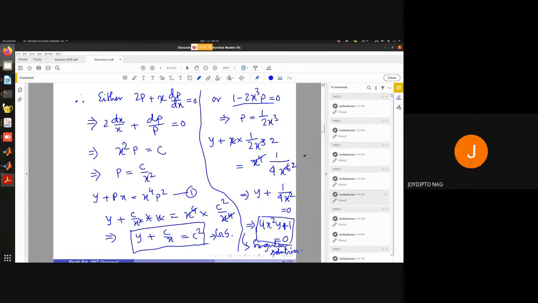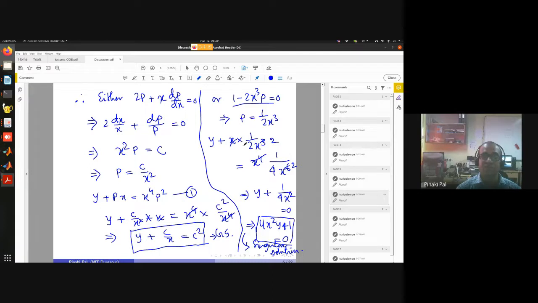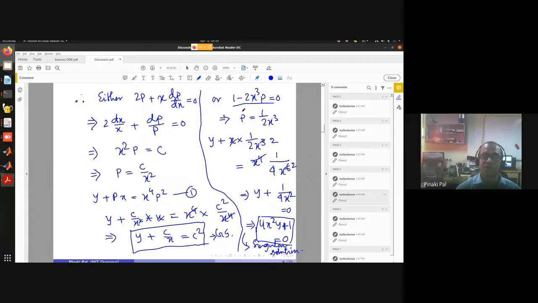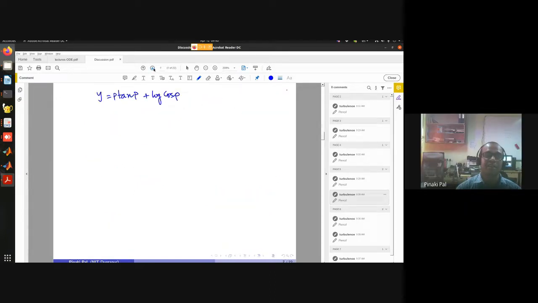And then, sir, after p equal to 1 by 2x cube, what did you do, sir? So I have just eliminated p from the equation. Put the value of p, equal to 1 by 2x cube, in equation number 1 to eliminate p. Okay. And then we got the result.